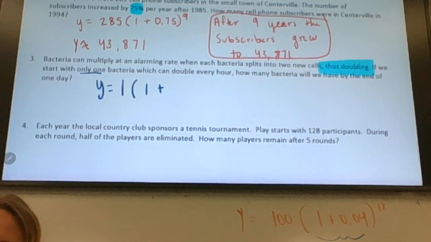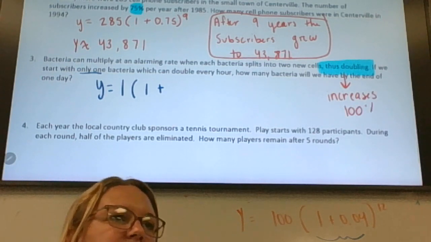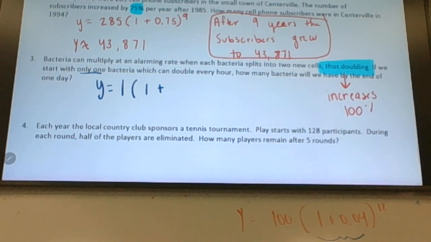When something doubles, it increases 100%. If you have $10 and you double it, how much do you have? 20. That's 10 and 10. So when something doubles, it goes up by 100%. So the decimal is 1.0.